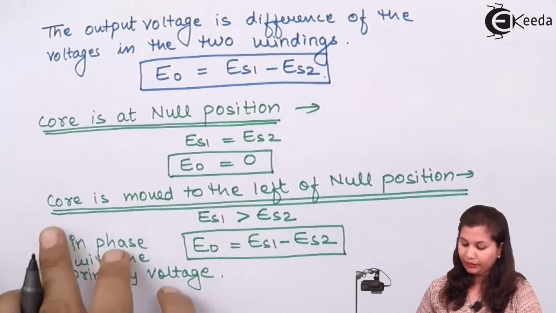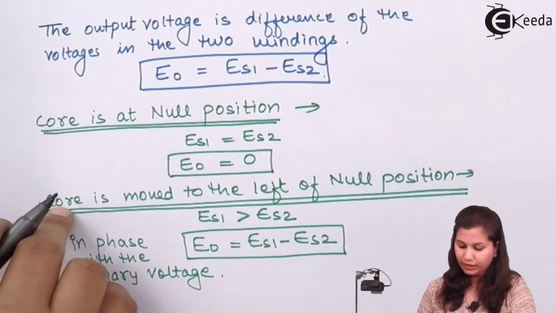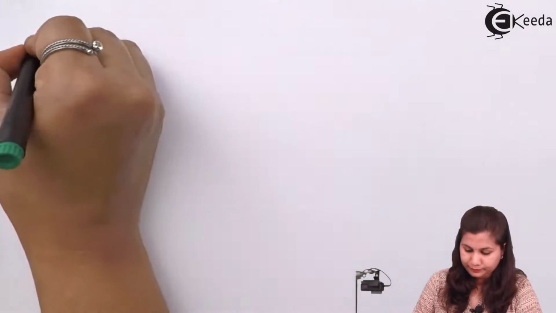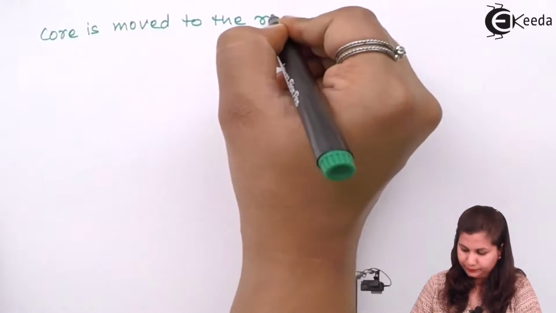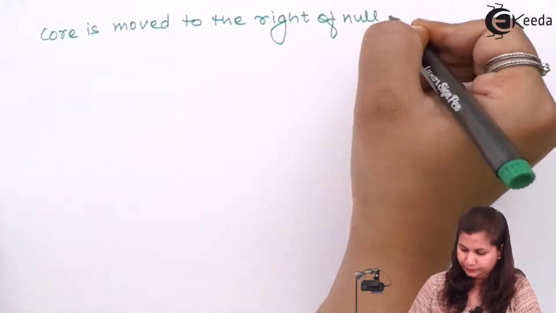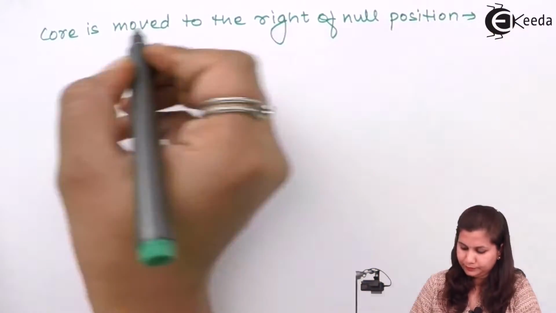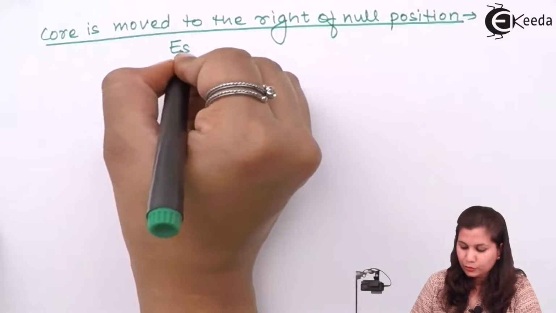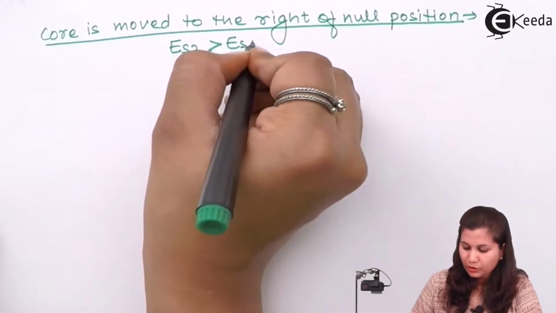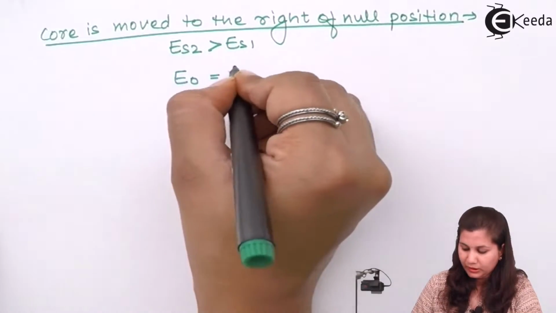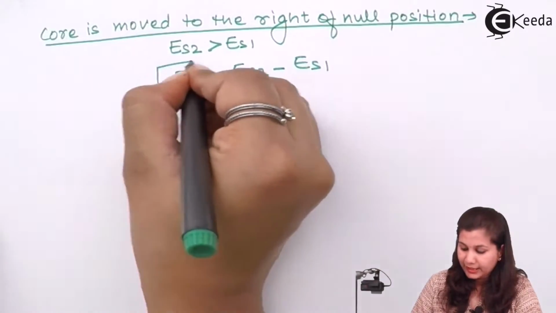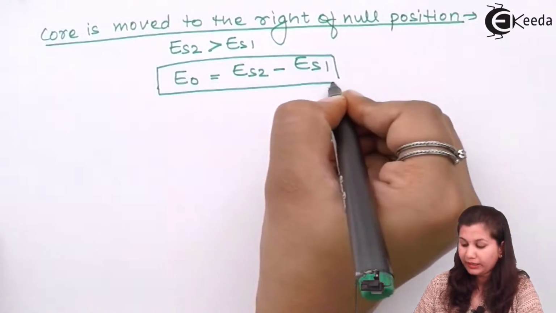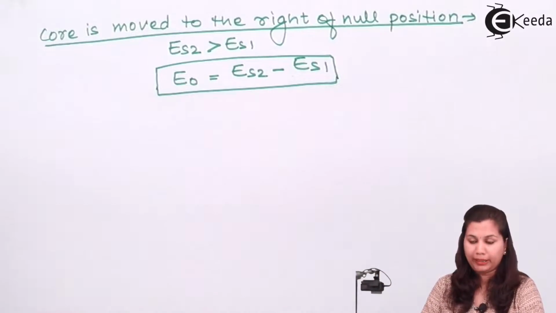Okay, now when the core is moved to the right of the null position, ES2 will be greater than ES1. So the output voltage will be ES2 minus ES1. And in this case, the output voltage is 180 degrees out of phase with the primary voltage.